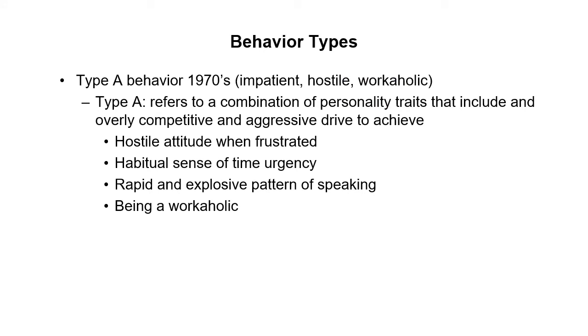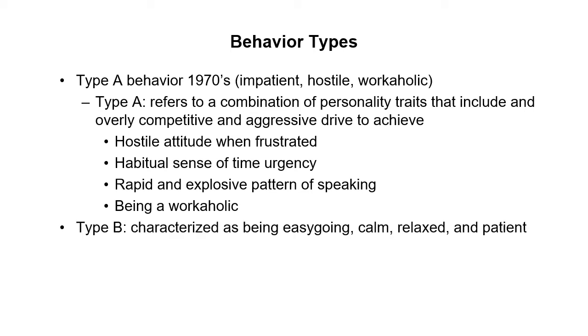Another related thing, I'm just rapid firing them at you here, is the behavioral types. This is types of behavior that people have. We're going to look at A, B, and D here. So type A behavior is looked at as someone who's impatient, hostile, a workaholic, who's hostile when frustrated, has a habitual sense of time urgency, maybe has rapid or explosive speaking. We'll come back to type A in a minute though.